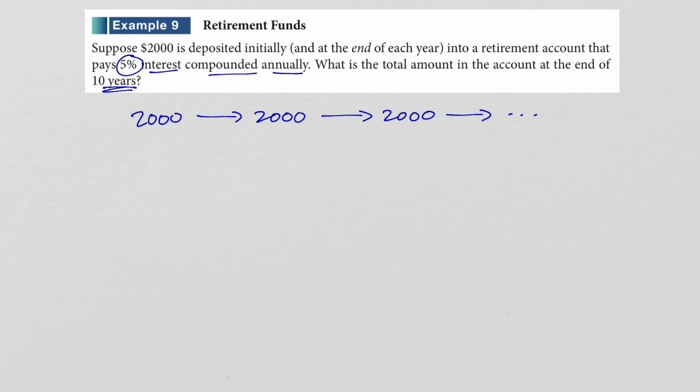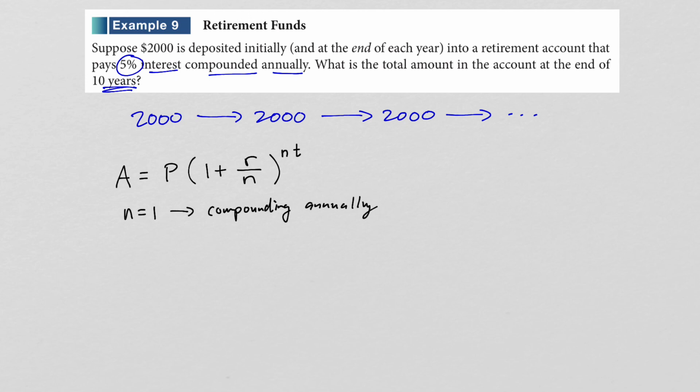Okay, so we have to remember our compound interest formula. Compound interest formula says the amount of money is going to be the amount of money that you put in times 1 plus the interest rate divided by the number of compoundings, raised to the power number of compoundings times number of years. Okay, so this can seem a little bit complicated, but we know n equals 1 because we are compounding annually, right? Annually means that you are compounding 1 time per year. And so if n equals 1, this formula becomes p times 1 plus r to the t.